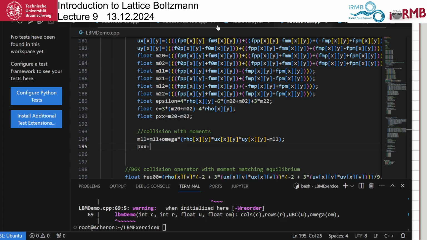So Pxx is Pxx before collision plus omega, the same omega, because it's a hydrodynamic moment. Now we have to know what Pxx is and what its equilibrium is. I believe it will start with rho, right? Yes, it would be rho times ux.